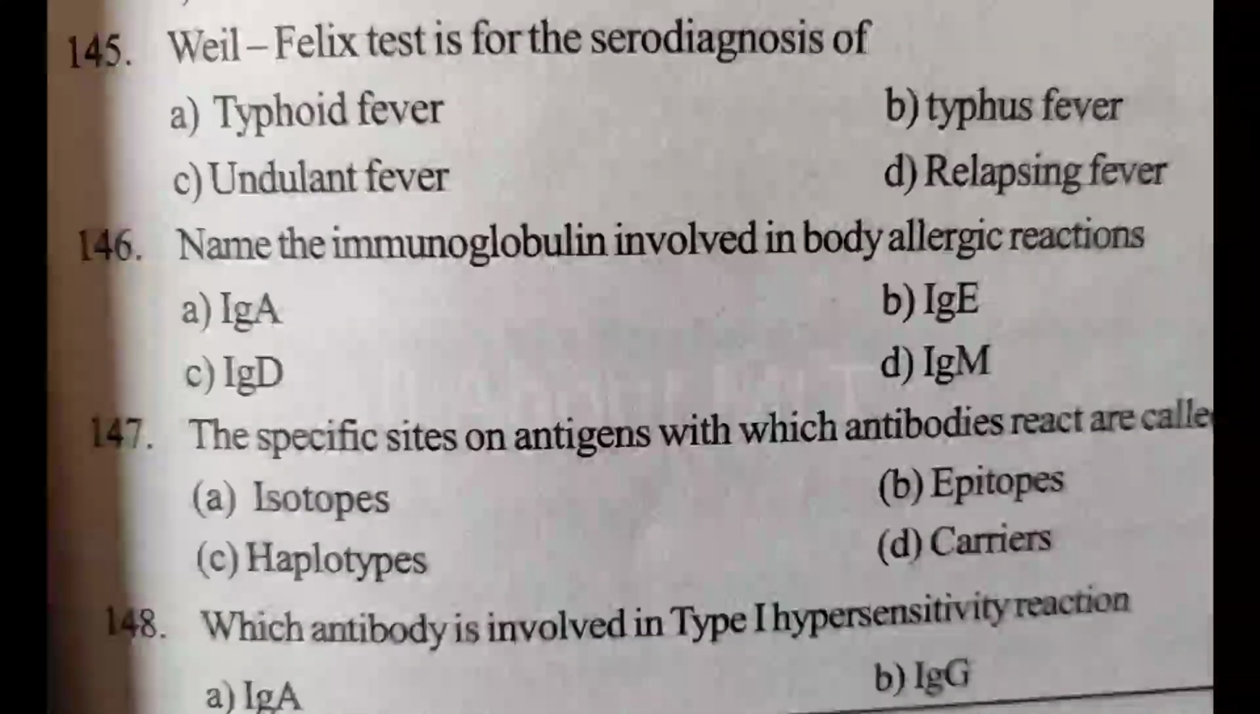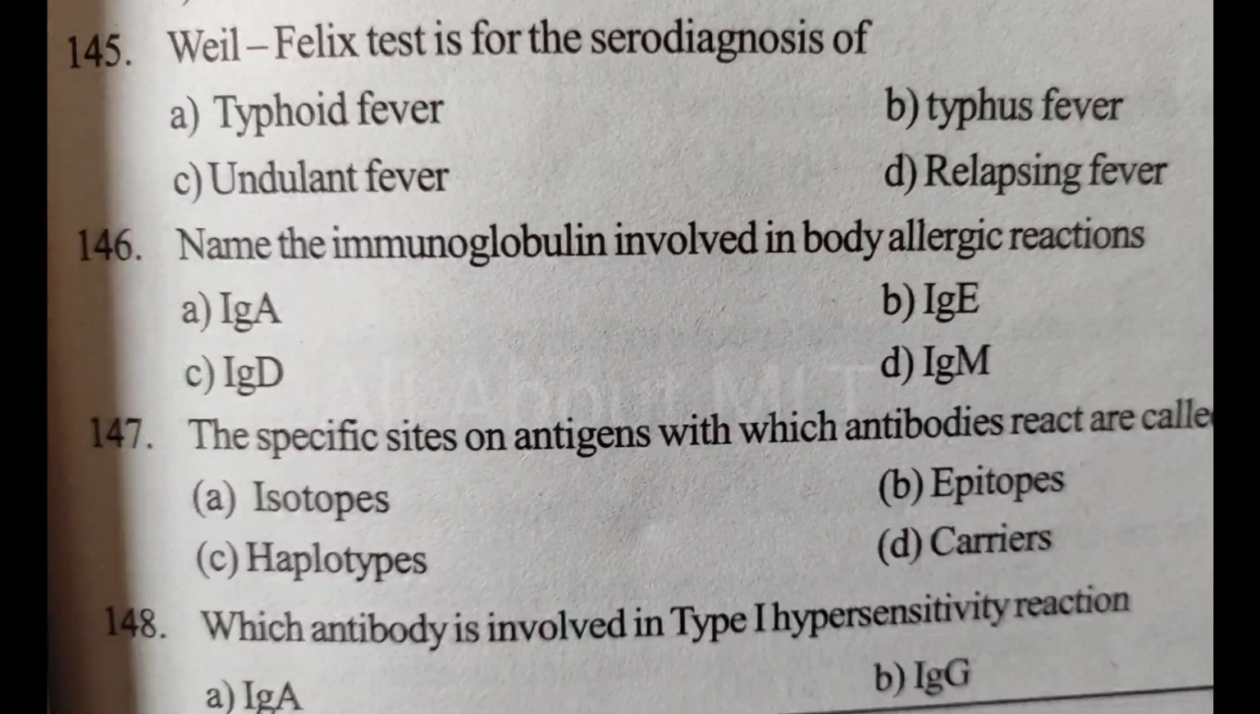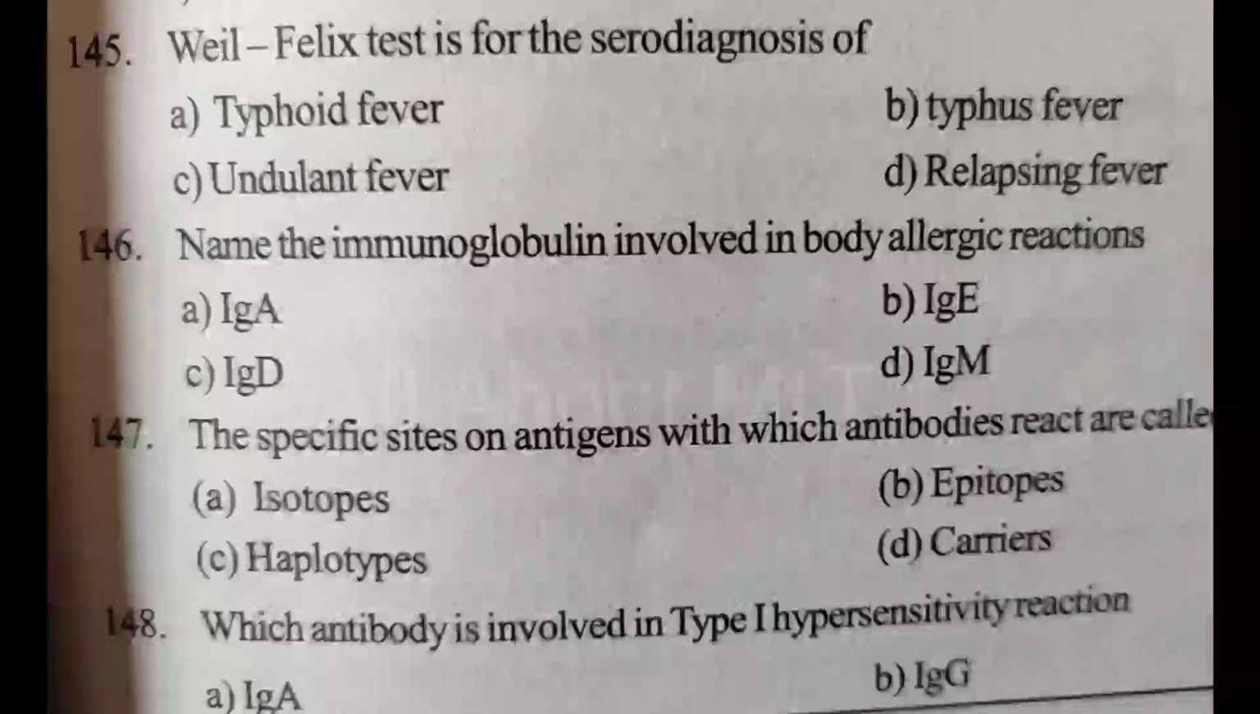Weil-Felix test is for the serodiagnosis of option A typhoid fever, option B typhus fever, option C undulant fever, option D relapsing fever. Answer is option B typhus fever. Name the immunoglobulin involved in body allergic reactions. Option A IgA, option B IgE, option C IgD, option D IgM. Answer is option B IgE.